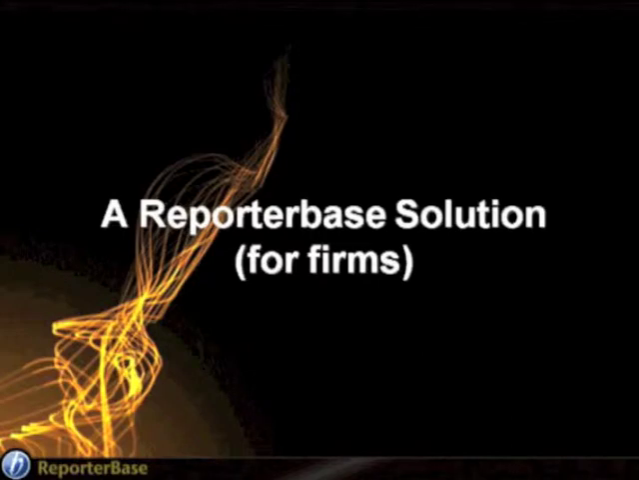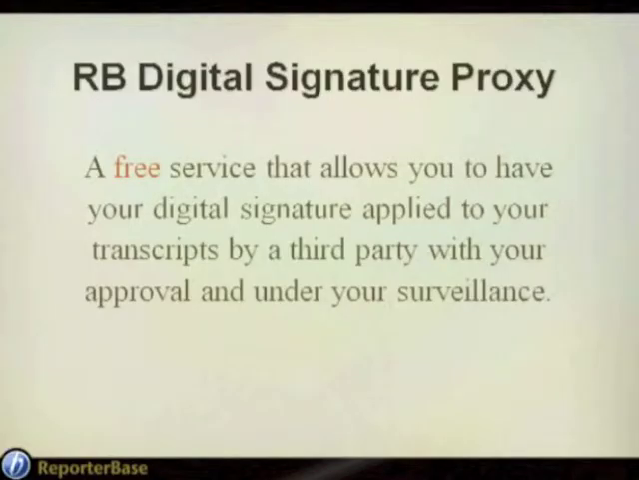Since we offer PDF as an alternative to e-transcript, you cannot have a full PDF solution without having a digital signature solution also. We call it RB DSP, Digital Signature Proxy. It's a free service. It allows co-reporters to have their signatures applied to their transcript by a third party, namely the co-reporting agencies, with their approval and under their surveillance.